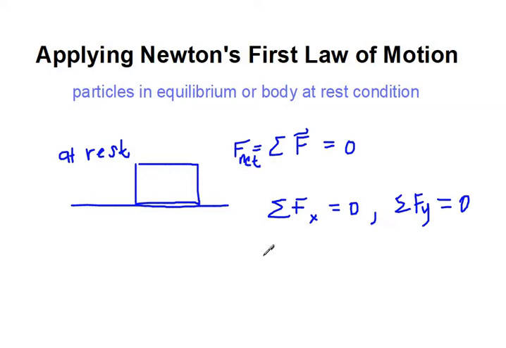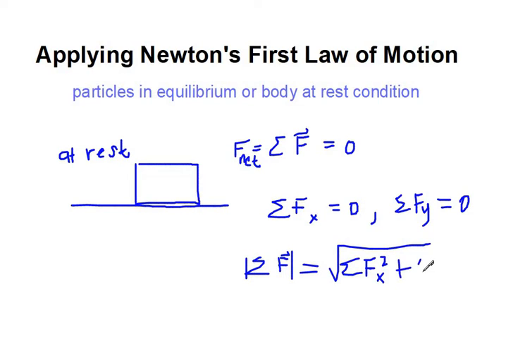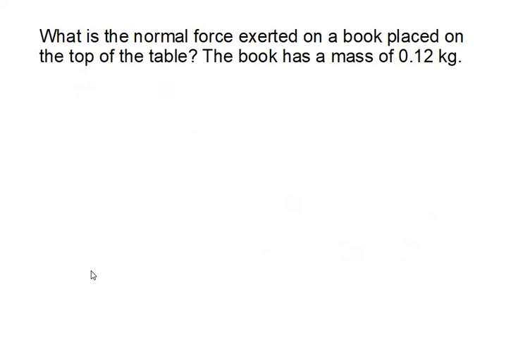So sa ana nga case, ang magnitude sa net force kay equal to the square root of summation of all the forces on x squared plus summation of all the forces in y squared. So this is the magnitude of the net force. So para ma-zero ni siya, dapat 0 ang imuhang x ug y. So karon atong i-apply ning first law of motion ani nga problem.